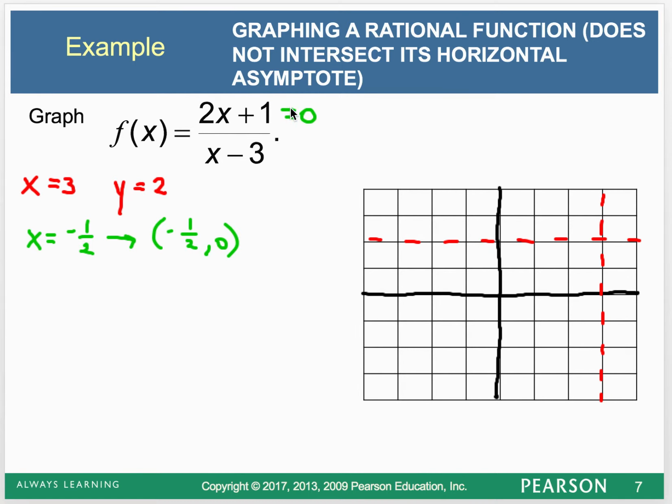Okay. And then for my y-intercept, it's when x is 0. So you plug in a 0. Right? So f of 0 equals 0 plus 1 is 1. And 0 minus 3 is negative 3. So this is the point 0, negative 1/3. Let's see what we have when we plot these points. Negative 1/2, 0, and 0, negative 1/3.